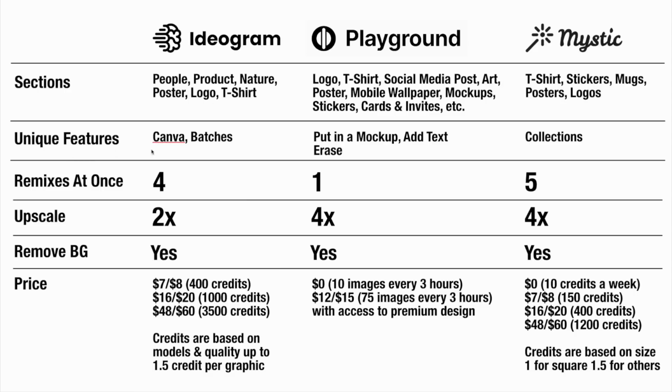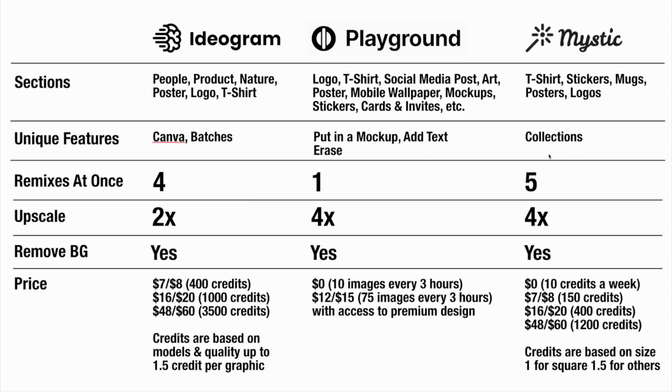So unique features: Ideogram has that Canva thing where you can go and change things around and have all those different things, magic background and all that stuff. Really cool batches where you can create a bunch of them at the same time with a CSV file. None of them have that. Playground has put in a mock-up, which we didn't get to see really well here. They do that. I'll have to do a video for that, but it wasn't working right now. Add text and erase, it does that as well. Kind of some of the things that the Canva thing does on here, it does that too.